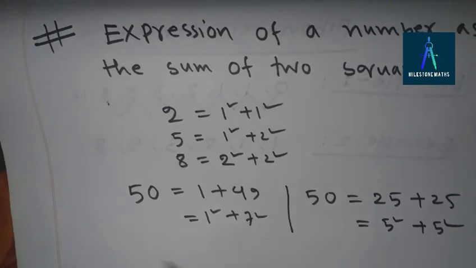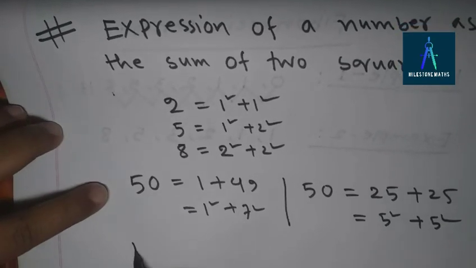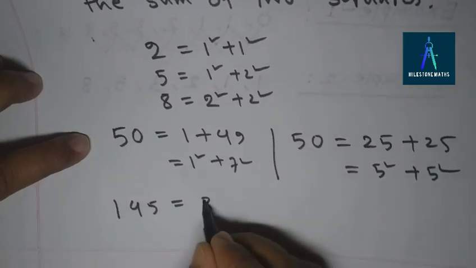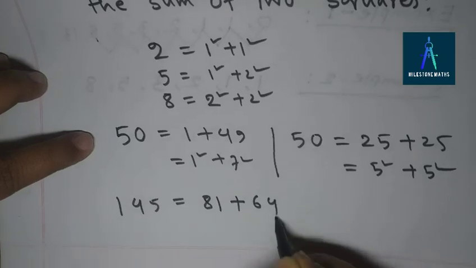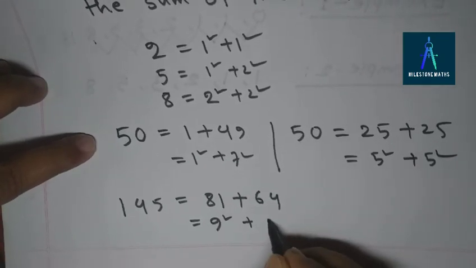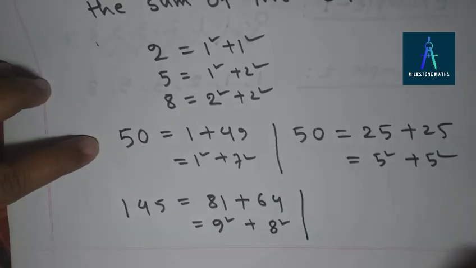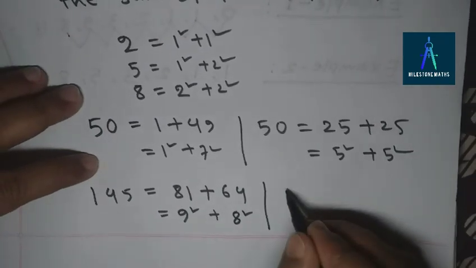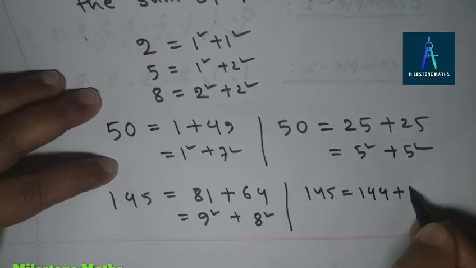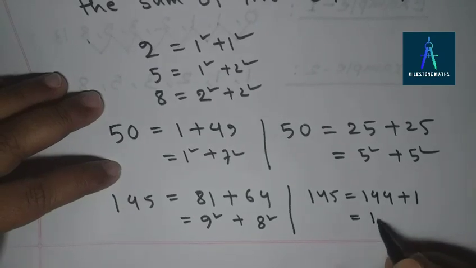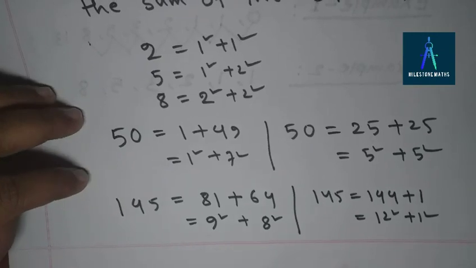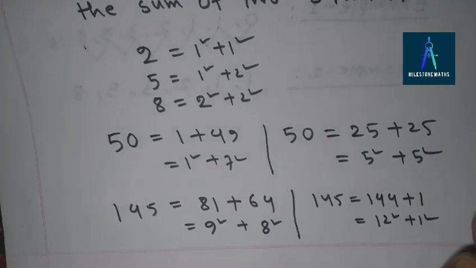Another one is suppose 145. So 145 we can write 81 plus 64, that means 81 means 9 square and 64 means 8 square, and a different way we can show 145 equal to 144 plus 1. So 144 means 12 square and 1 square. So we can express some numbers in two different ways.